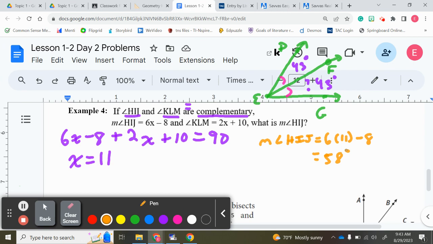I do need your attention for example 5. Not that you guys haven't been paying attention, you're doing great. Just want to make sure we're good. Grab a sheet. All right. Ready to move on? All right, next one, visualization time.